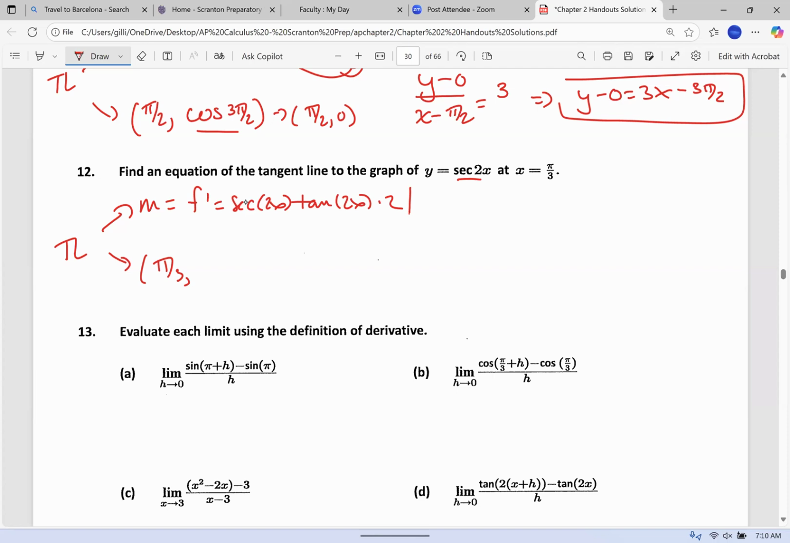And I got to evaluate that at pi over 3. So it's good trig here. So when I substitute that in, I get secant of 2 pi over 3 times the tangent of 2 pi over 3 times that 2 from the outside. We can't skirt over the tedious stuff here.